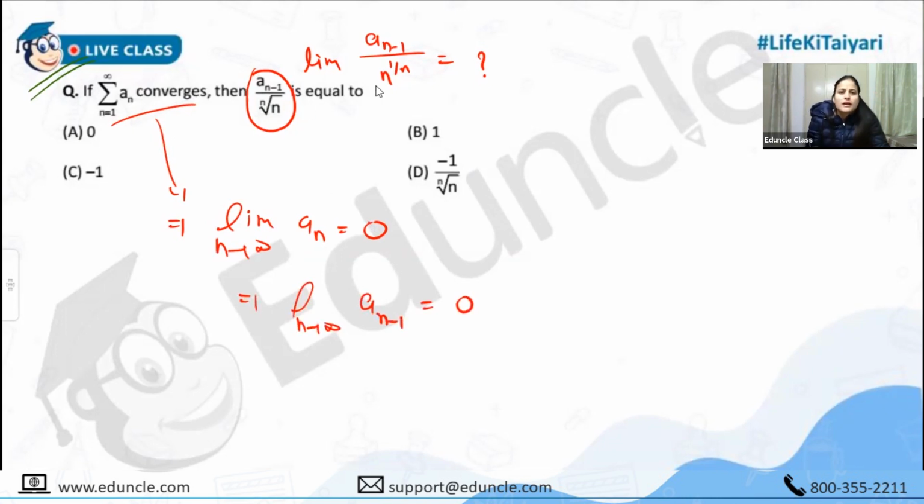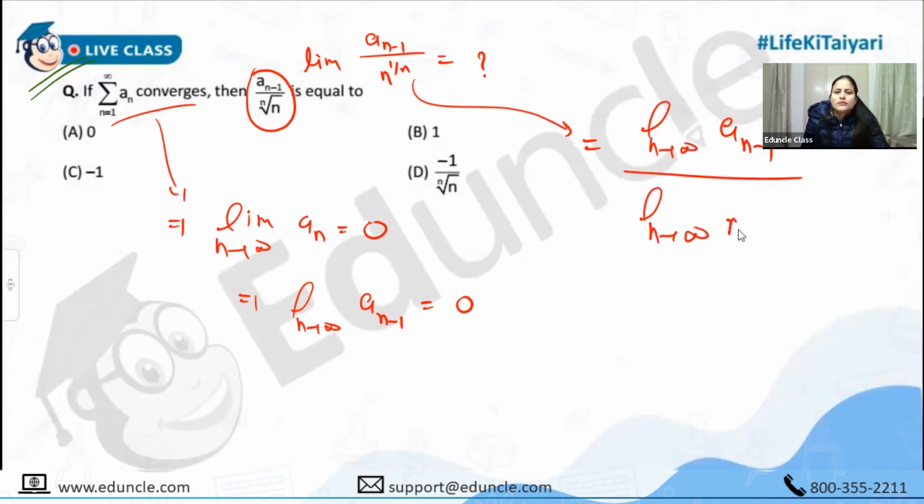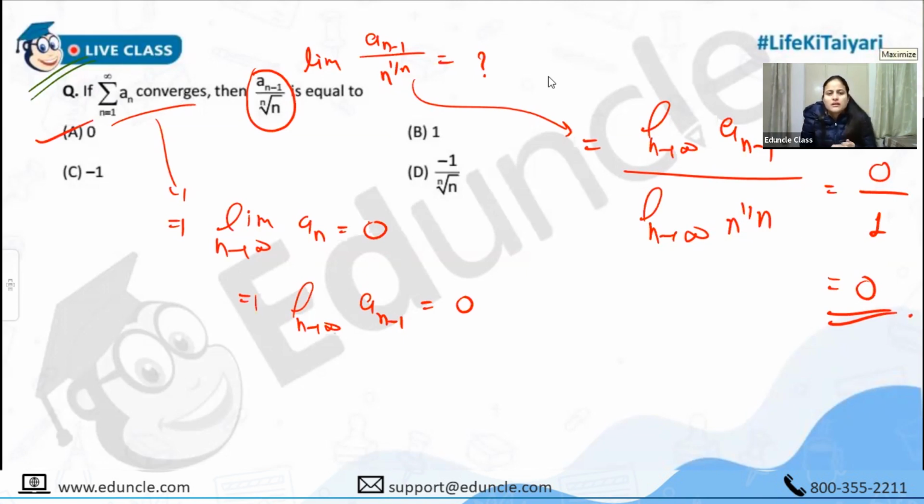So I am applying algebra here. According to algebra, the limit as n tends to infinity of a(n minus 1) upon the limit as n tends to infinity of n raised to 1 by n. The above sequence limit is 0 and the below sequence limit is 1. It's a well-known limit, n raised to 1 by n. So the overall answer is 0. So here option A is correct. Shivani, option A will be correct. Those who understood, option A would be correct.